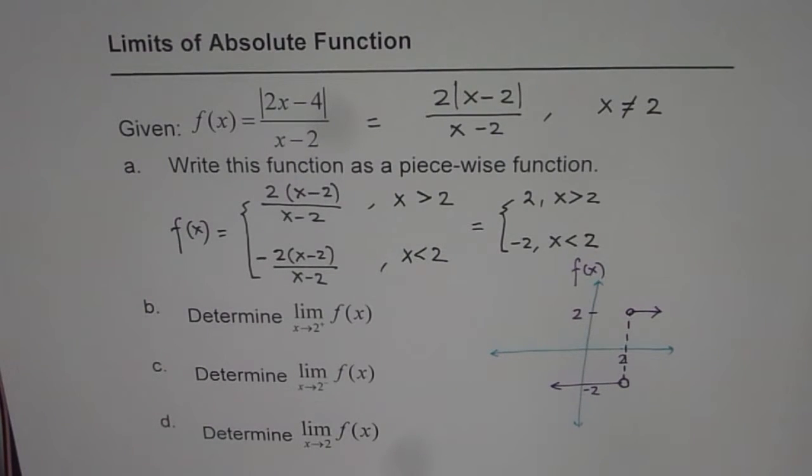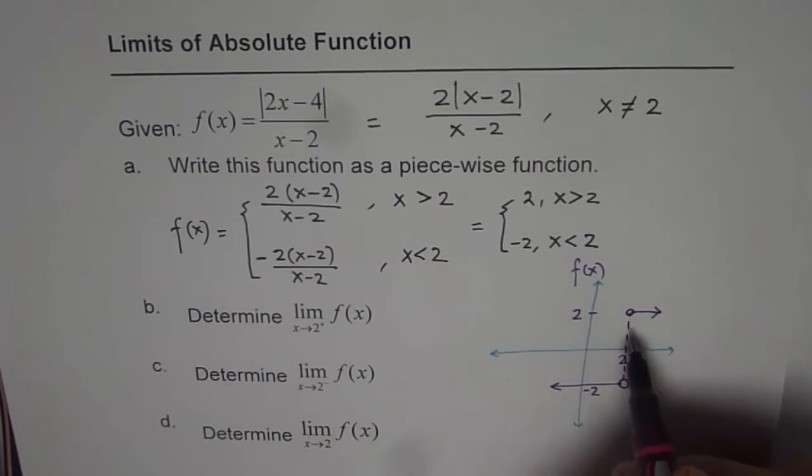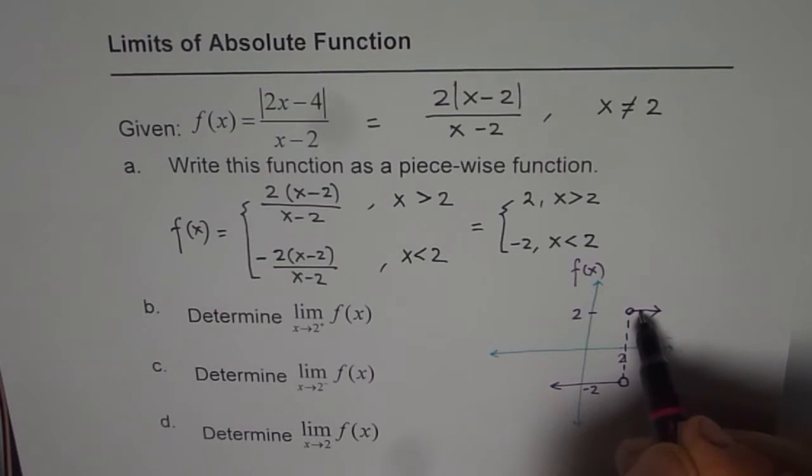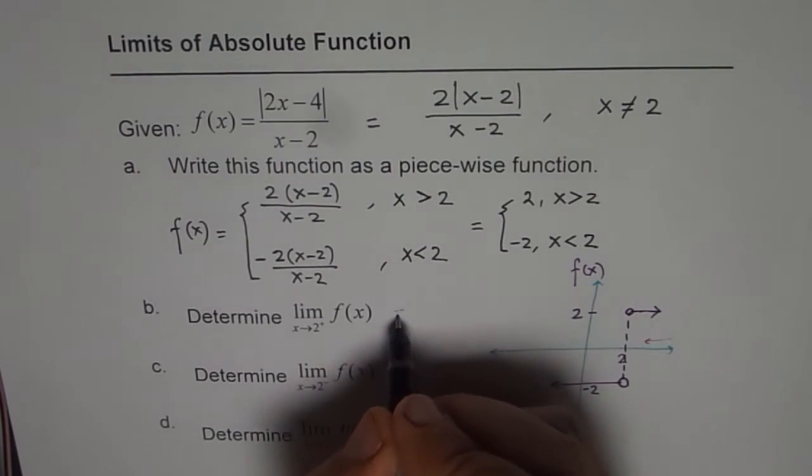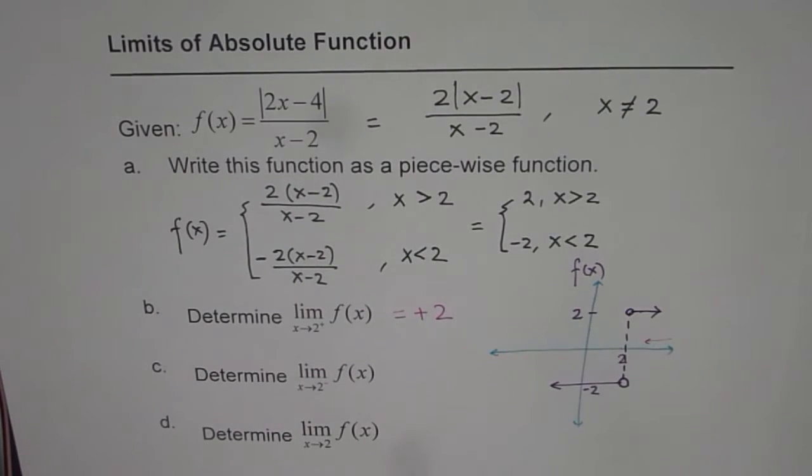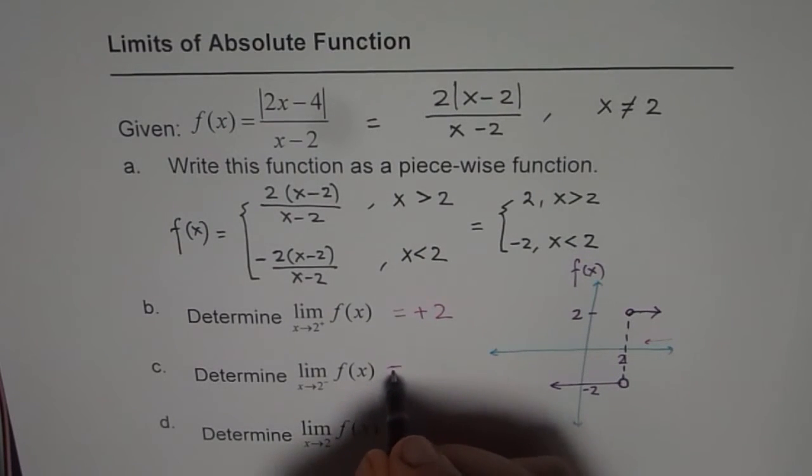So the first one here is, determine the limit of this function when x approaches 2 plus. That means approaching the x value of 2 from the right side. So when you approach from the right side, which value do you approach? You approach plus 2. So this answer is plus 2. Part C is, determine the limit of the function f of x as x approaches 2 minus. That is from the left side. Minus means approaching from the left side. So if you approach from the left side, then you are approaching a value of minus 2, correct? That is the value you are approaching.